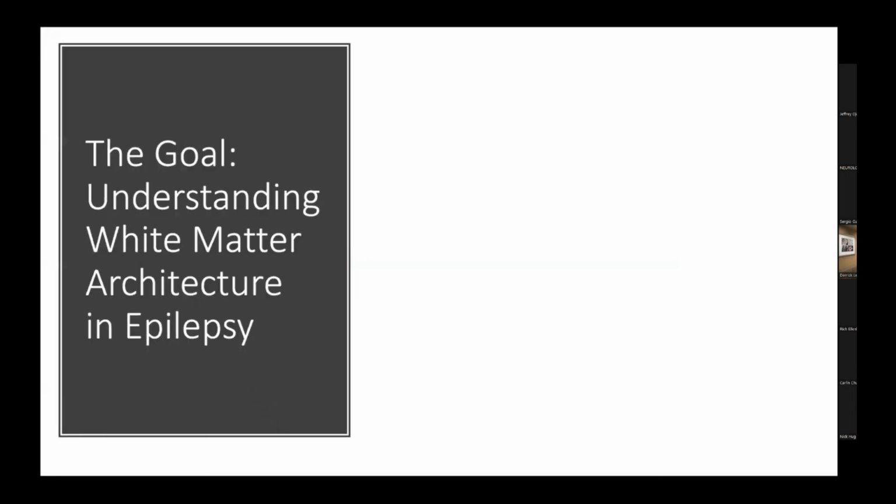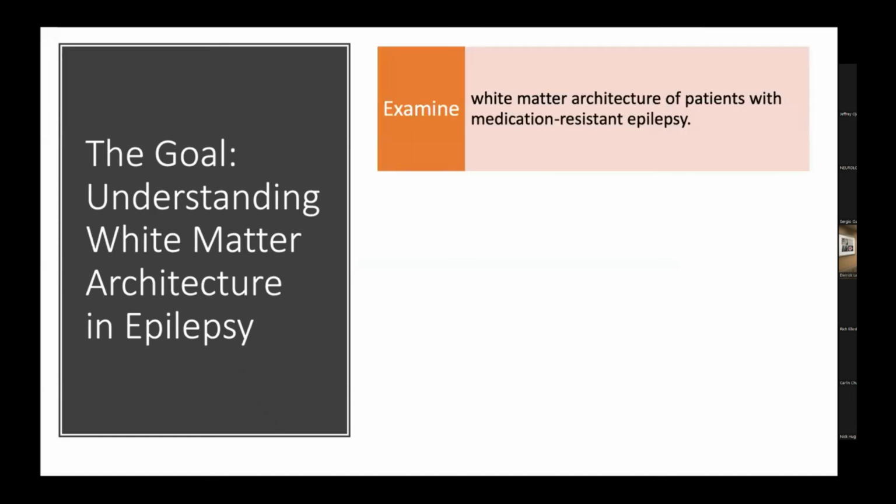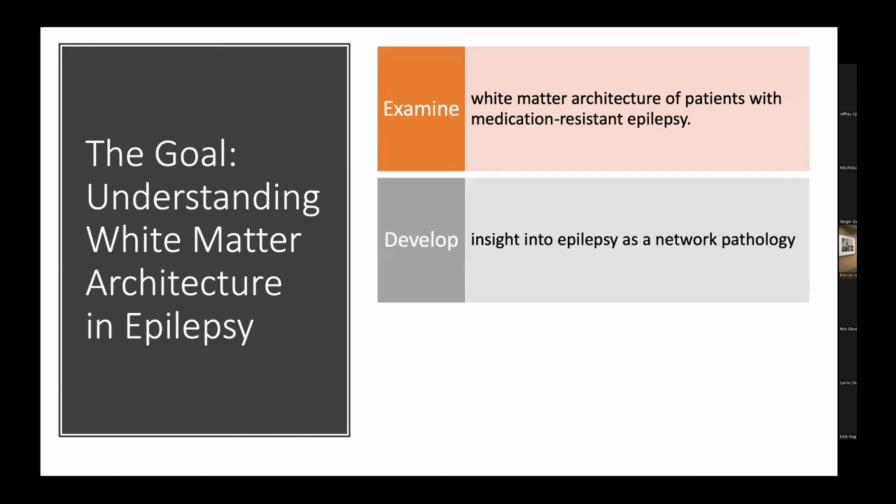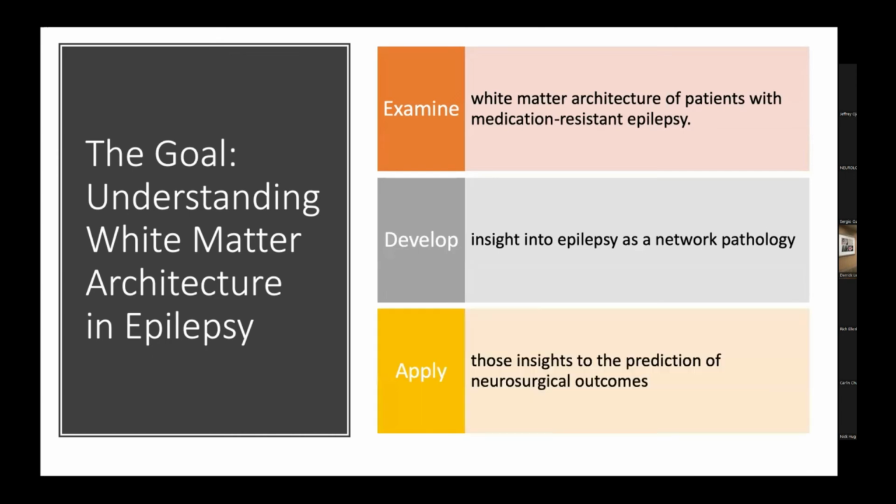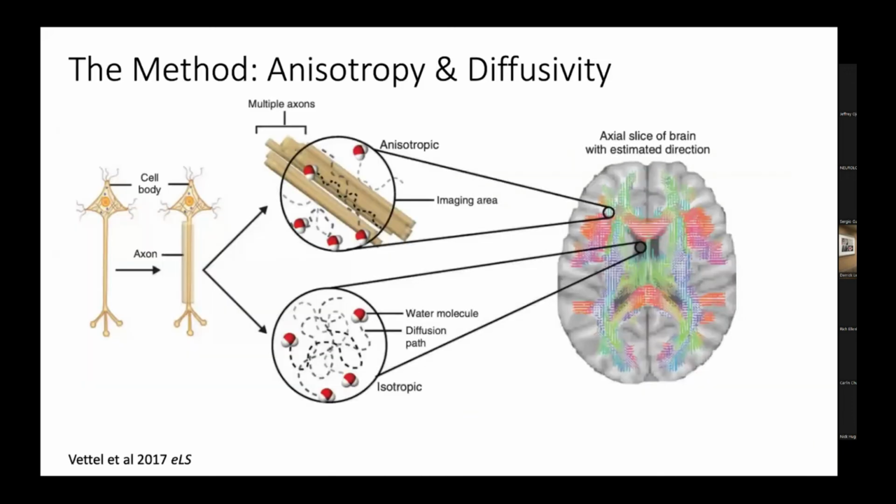So our goal was to understand the white matter architecture in epilepsy. We had 3 goals: to examine the white matter architecture, to develop insight into epilepsy as a network pathology, and then hopefully apply those insights to the prediction of neurosurgical outcomes for different modalities. First, I want to get into our method, which is a little wonky, but bear with me.